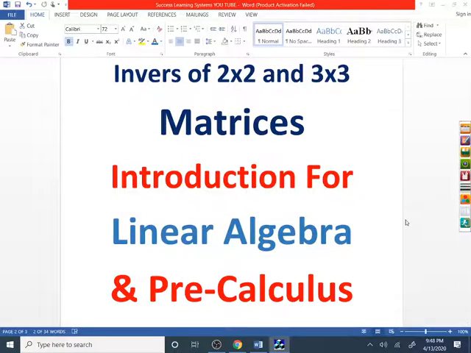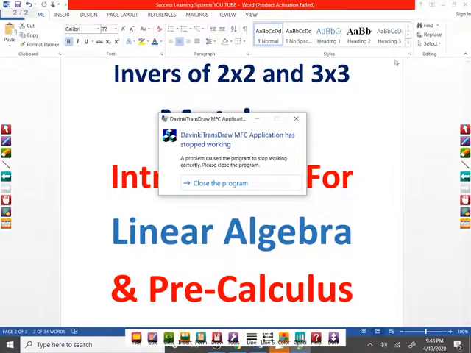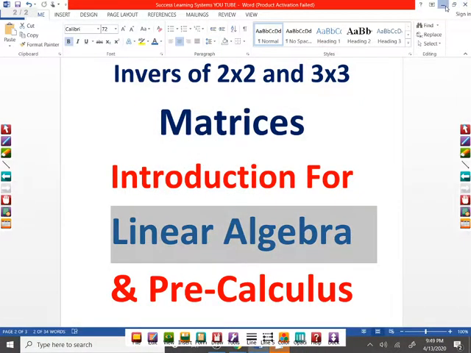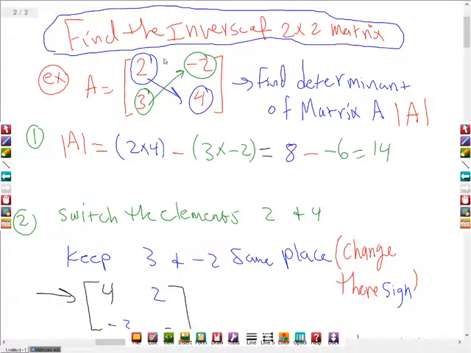and let us start. We're going to start with the easy part of the inverse, which is to find the inverse of a 2 by 2 matrix. Simple and easy, as long as we know from before the concept of the determinant. I need you to go back and review the determinant concept to understand this very well.